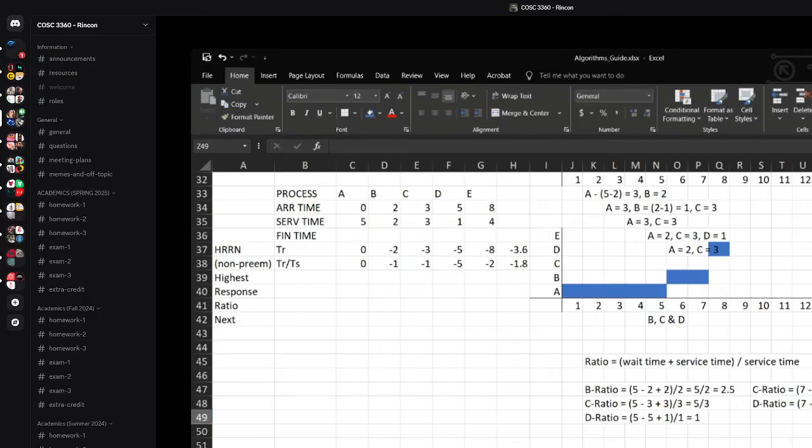So you see that C ratio is actually way bigger than E, because it has been waiting for a while, right? So it kind of makes sense. So C needs to run next, right? So C will have a service time of 3, and then E is going to run the entirety of it at the very end, just like that.